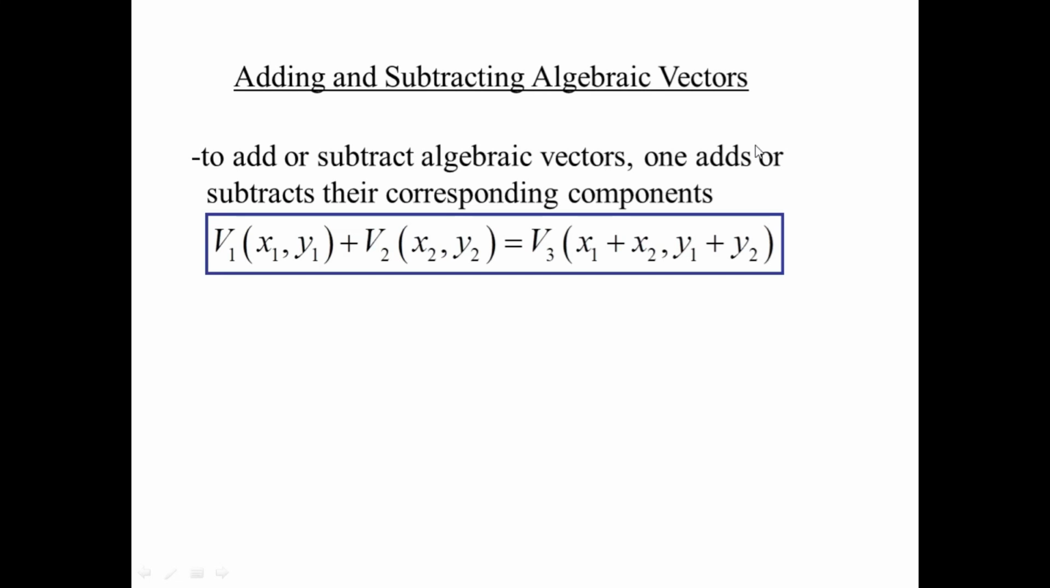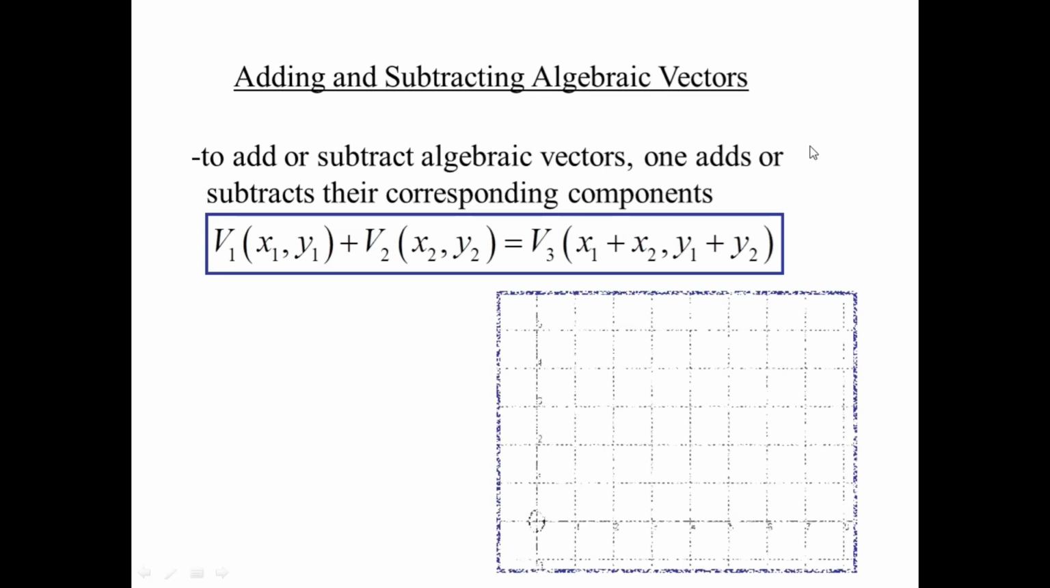Adding and subtracting algebraic vectors. Oh, what a wonderful thing this Cartesian plane is. We can add and subtract vectors so easily. Thank you, Mr. René Descartes. To add or subtract algebraic vectors, one simply adds or subtracts the corresponding components. So vector 1 plus vector 2 is equal to (x1 plus x2, y1 plus y2). We just add the x components and add the y components.